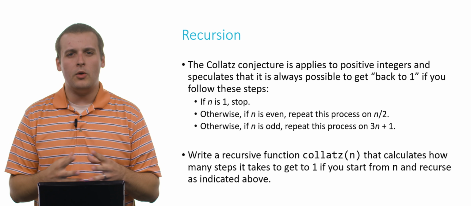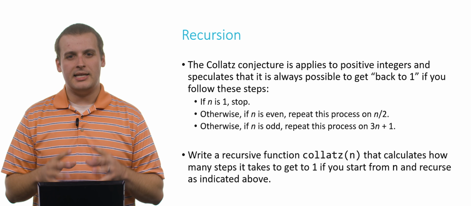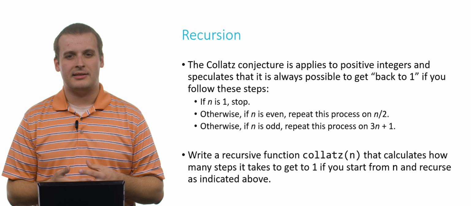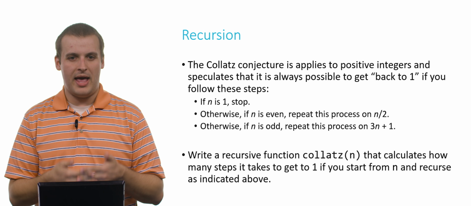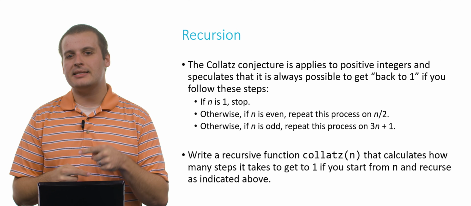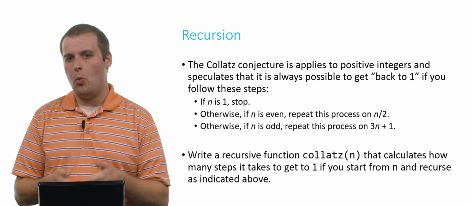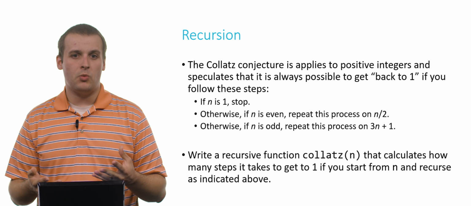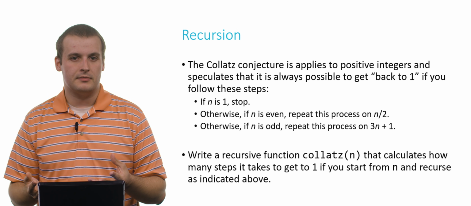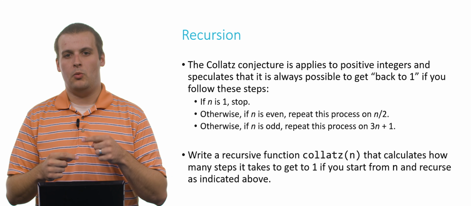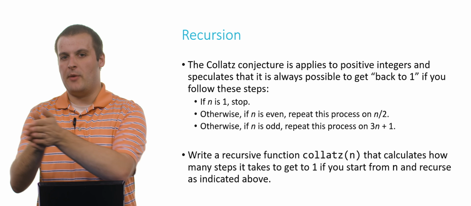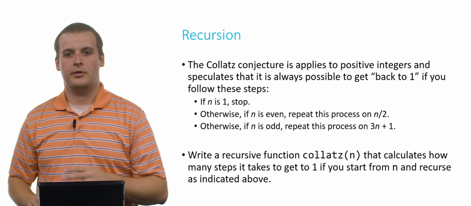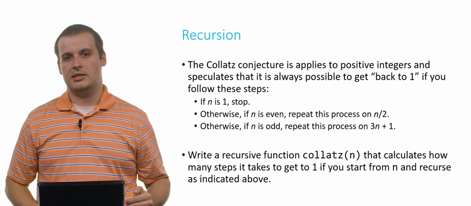And so the goal for this video is to take a second, pause the video, and try and write this recursive function Collatz, where you pass in a value n, and it calculates how many steps it takes to get to 1 if you start from n and you follow those steps up above. If n is 1, it takes 0 steps, right? Otherwise, it's going to take 1 step plus however many steps it takes on either n divided by 2 if n is even, or 3n plus 1 if n is odd.